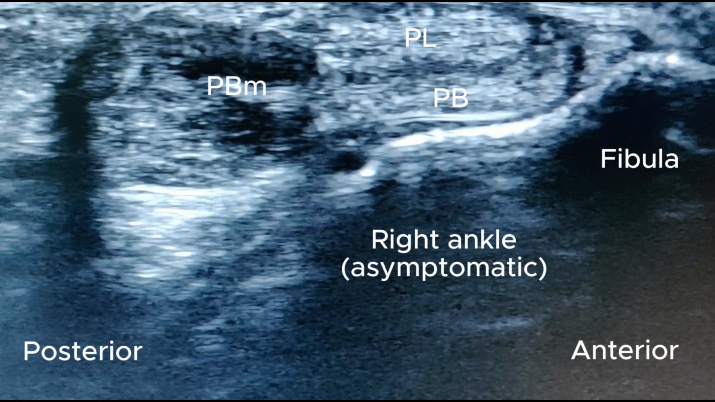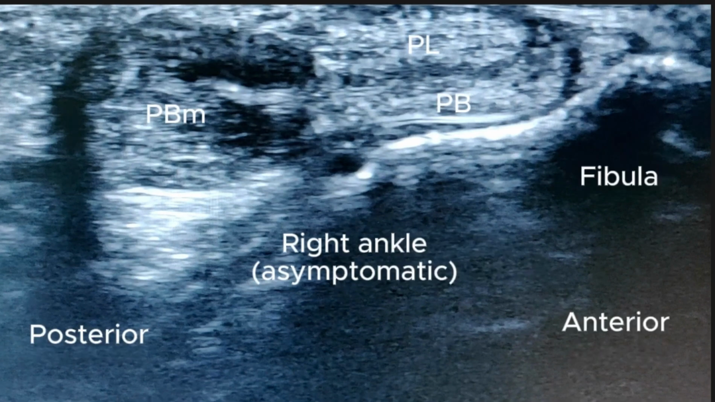This is an interesting case of peroneal brevis instability. Patient has a history of atraumatic ankle pain associated with swelling. This is a short axis view of the lateral ankle.